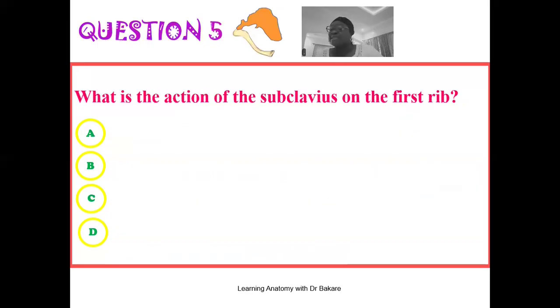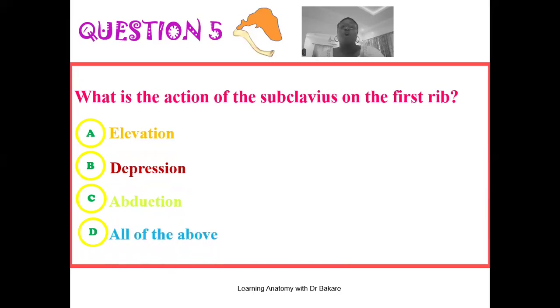Now, the fifth question, and this reads that the action of the subclavius on the first rib, is it for elevation of the first rib? Is it for depression of the first rib? Is it for abduction of the first rib? Or is it all of the above?